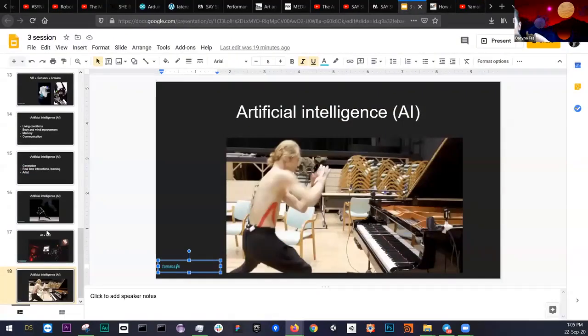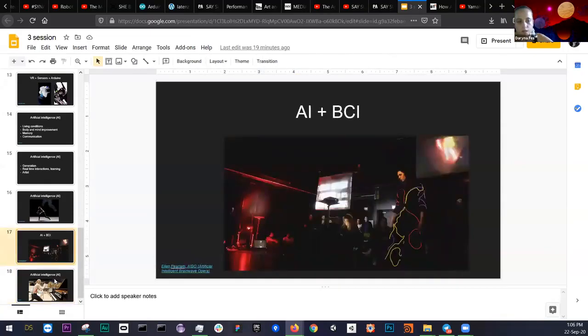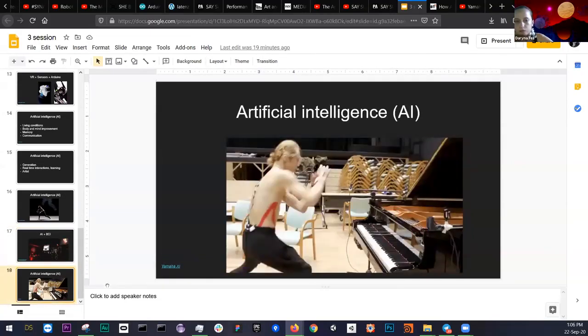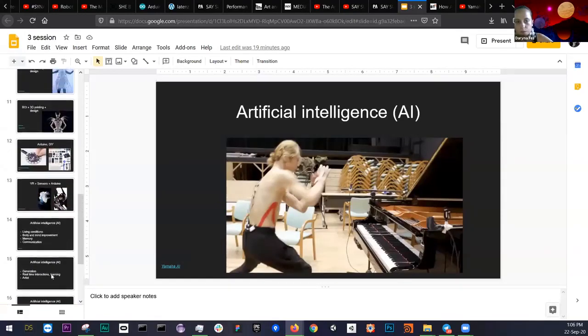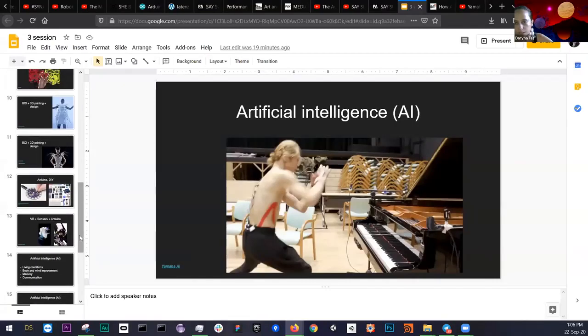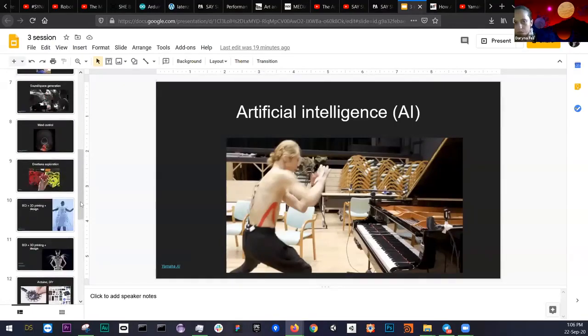Yeah, so here was the example of how by dancing you can actually control the music played. And this will be the end of today's presentation. So the main ideas I wanted to tell you about today.